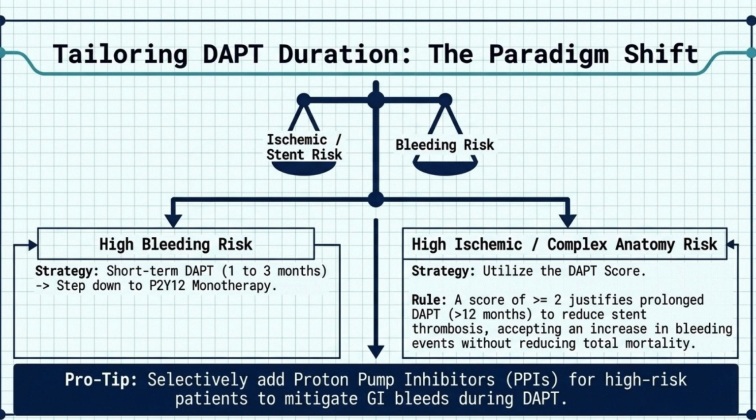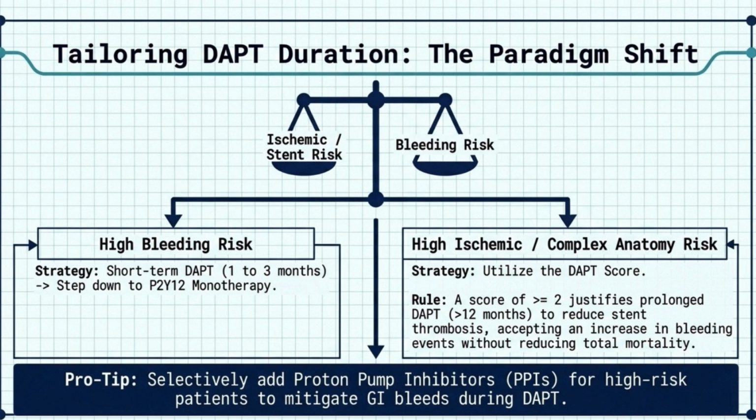Now let's answer a common clinical question. How long should a patient remain on dual antiplatelet therapy? Standard guidelines traditionally recommended a 12-month course of DAPT following ACS. However, contemporary management has become highly individualized.